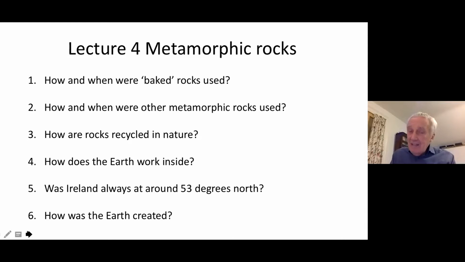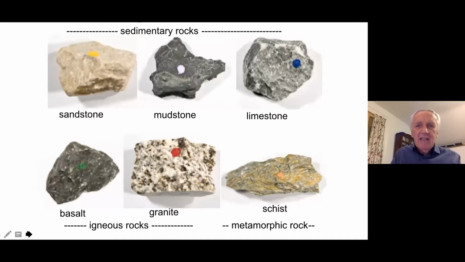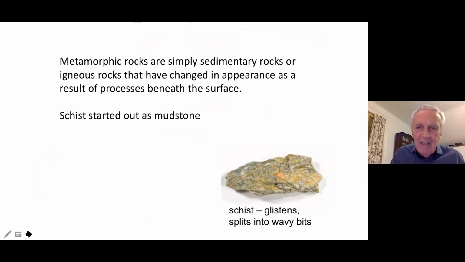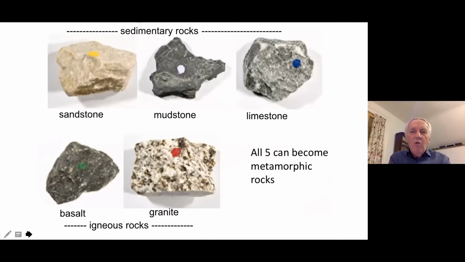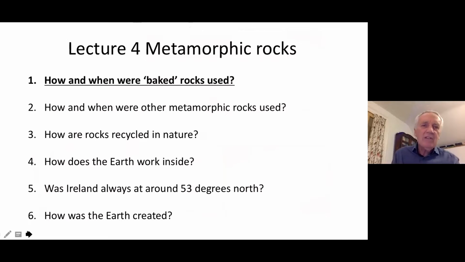You'll see that there's going to be a little bit more geology and less archaeology tonight, but I think it'll all come together. So here are the 6 rocks that I introduced you to at the beginning, 6 common kinds of rock from Ireland. And then the last one, bottom right, there is schist. And metamorphic rocks, schist is a metamorphic rock. They are simply sedimentary rocks or igneous rocks that have changed in appearance as a result of processes beneath the surface. So schist started out as mudstone. There it is, it glistens and it splits into wavy pieces. And all 5 of these can become metamorphic rocks.